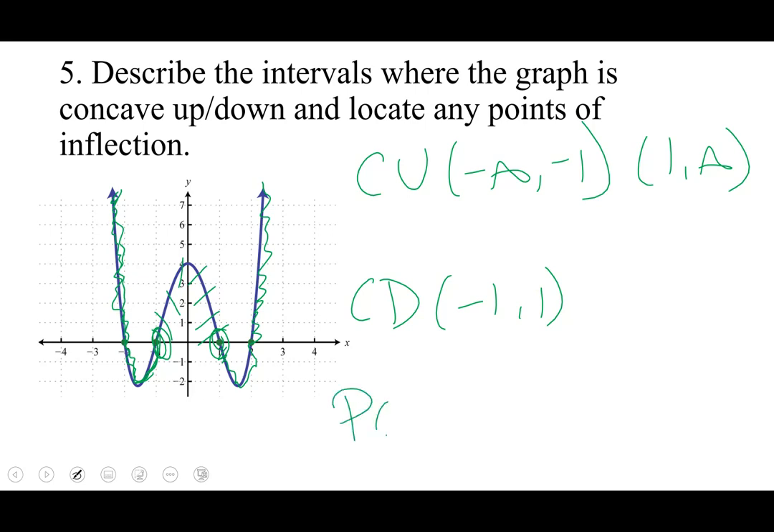And then points of inflection, in which case there are 2. And again, it's where the graph changes from concave up to concave down or vice versa. So there would be 2 locations at negative 1, 0 and 1, 0.